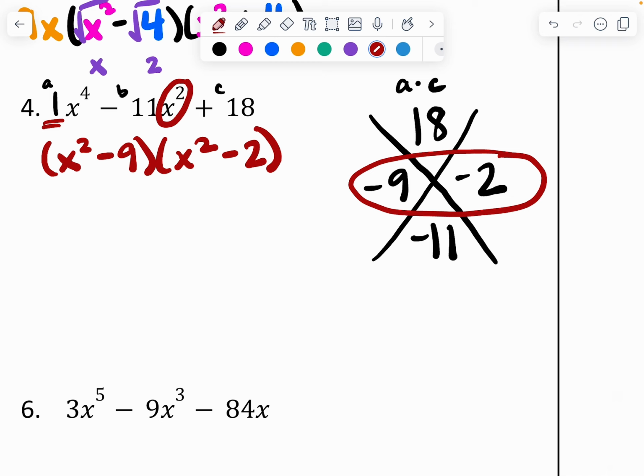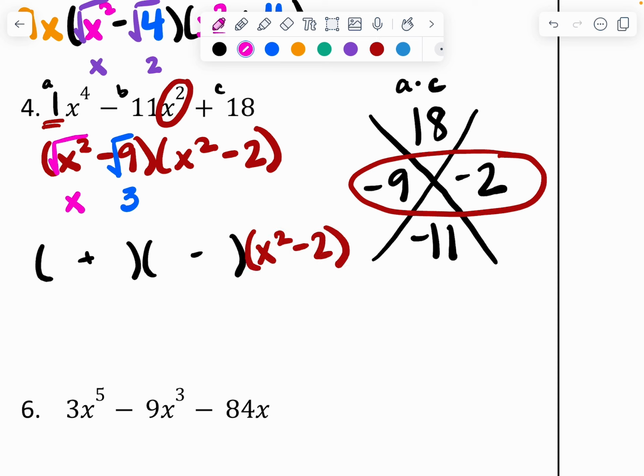Okay, now recognize here that we have a difference of squares, x squared minus 9. So take the square root of x squared, you get x. Square root of 9 is 3. So we have x plus 3 times x minus 3 times x squared minus 2.